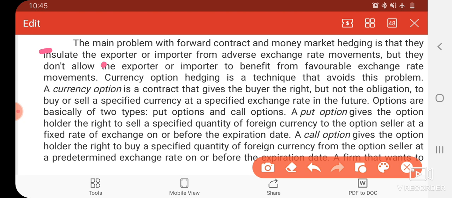Currency option hedging is a technique that avoids the problem. What does it mean? In a forward contract there is no chance to select a call option or put option, but here he has chances whenever there are any such fluctuations.